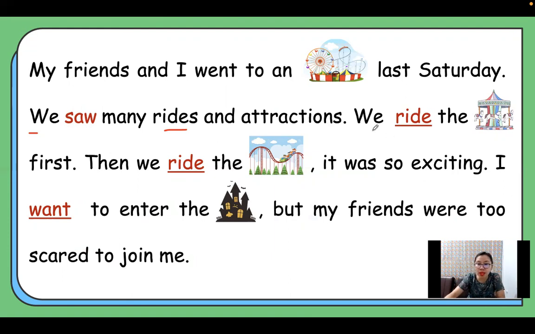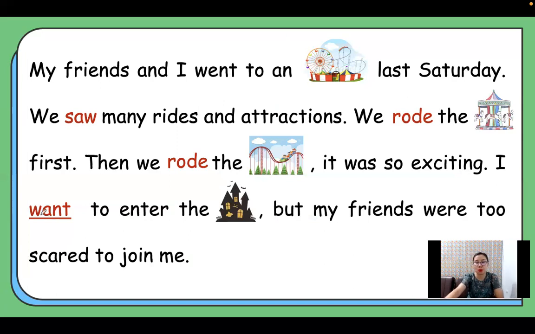We ride. Ride is a base form. So what is the past tense of the word ride? It's rode. So we change ride to rode. We rode the, what's this? Carousel first. So we rode the carousel first. Then we rode the, what's this? Roller coaster. It was so exciting. Wow. Then we rode the roller coaster. It was so exciting.